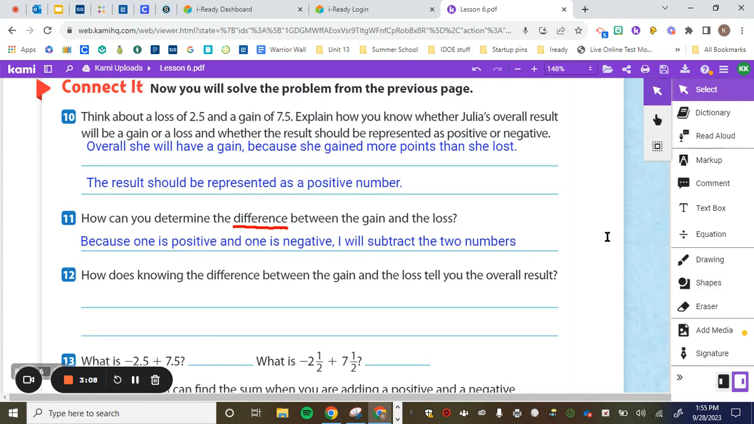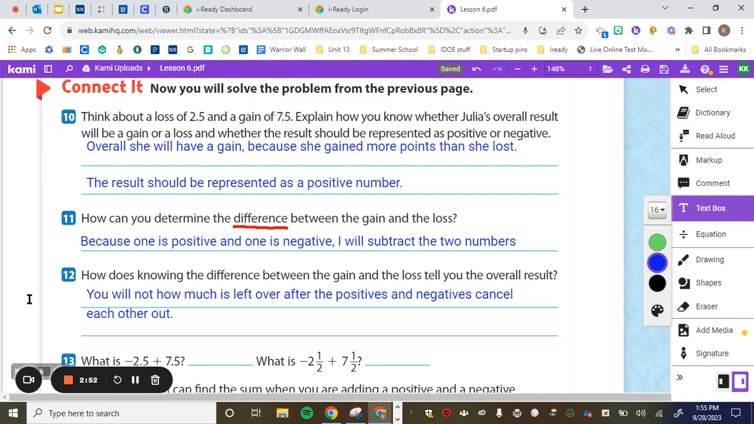Number 12, how does knowing the difference between the gain and the loss tell you the overall result? Well, when you know the difference between them, that tells you how much is left over after the positives and negatives had canceled each other out. Now remember, for 10, 11, and 12, your words do not have to match my words exactly.